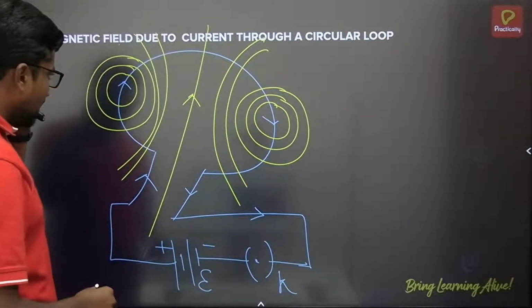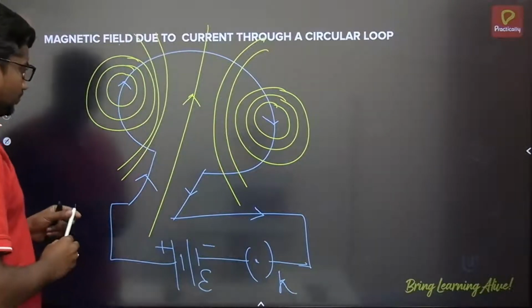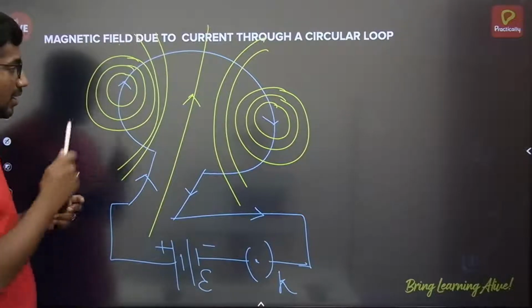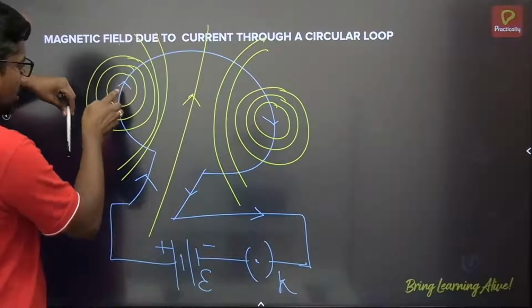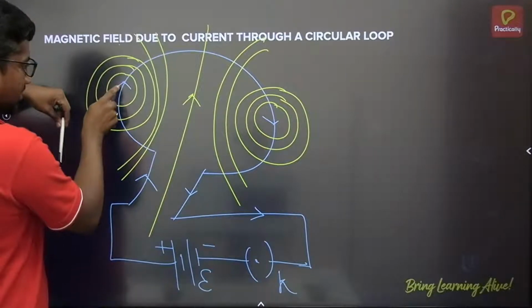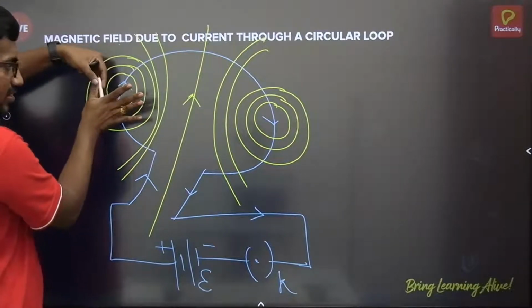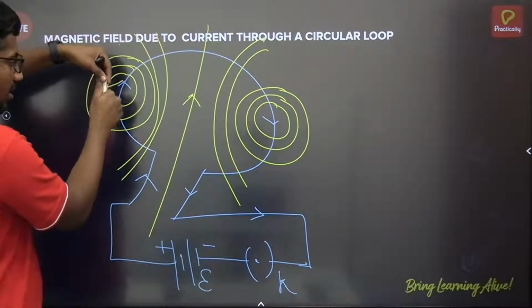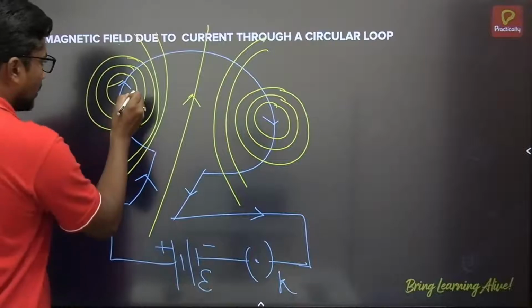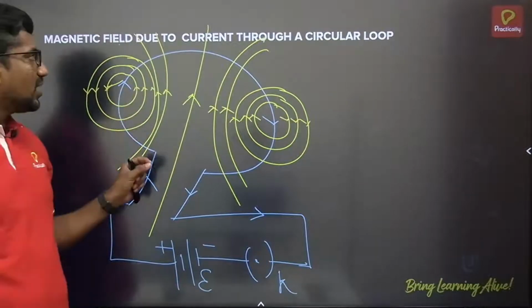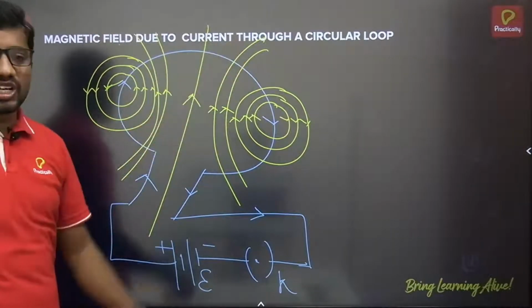Okay, so here how can we determine the direction? Again, just take the help of right hand thumb rule. So in this point, if I take, this is the direction of the current, if I will hold like this, then here the curled fingers are wrapped in this direction. So this is the magnetic field representation of a current through a circular loop.